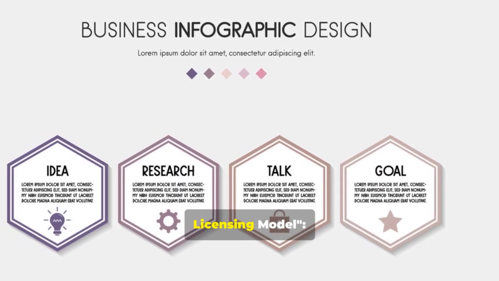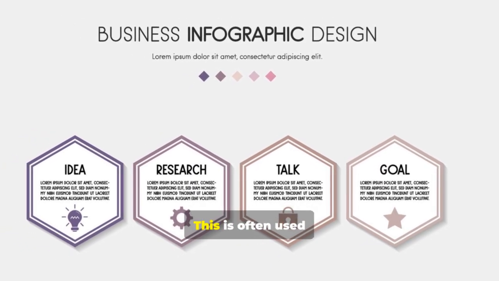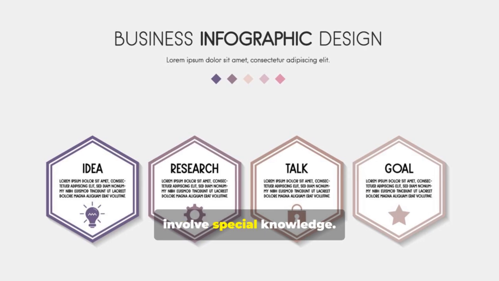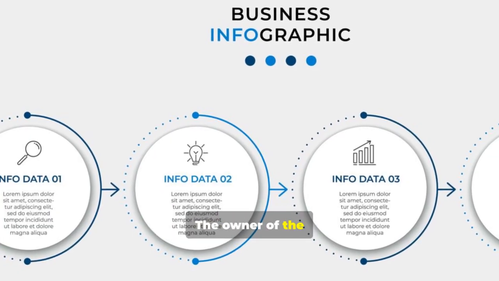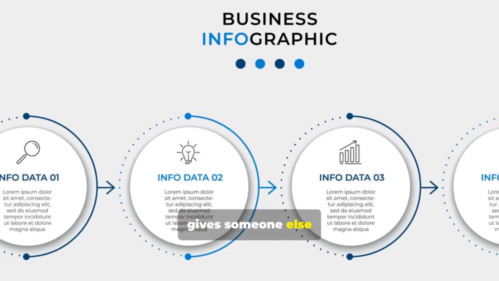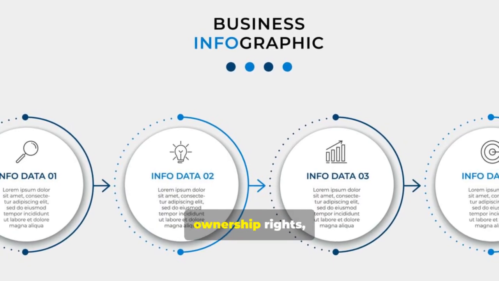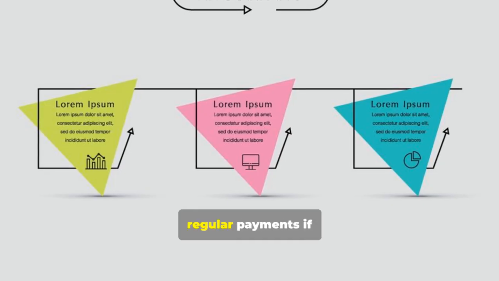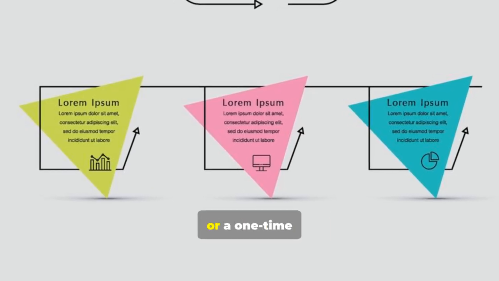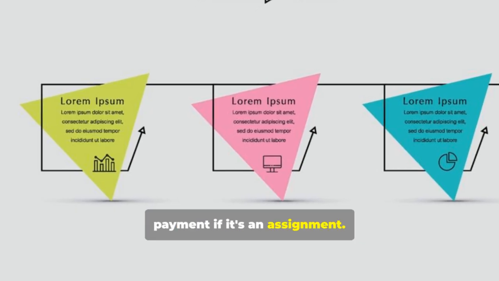The assignment or licensing model. This is often used in businesses that involve special knowledge. The owner of the item or service gives someone else the right to use it, but not the ownership rights, in exchange for regular payments if it's a license, or a one-time payment if it's an assignment.